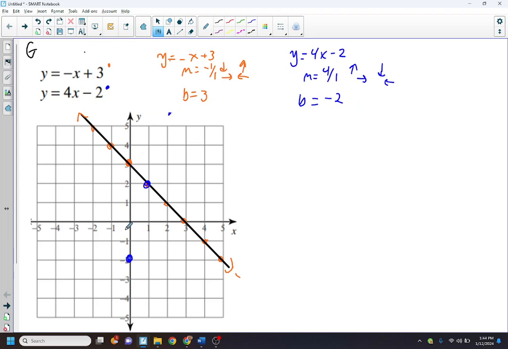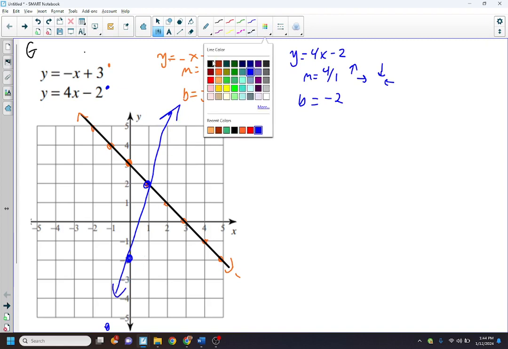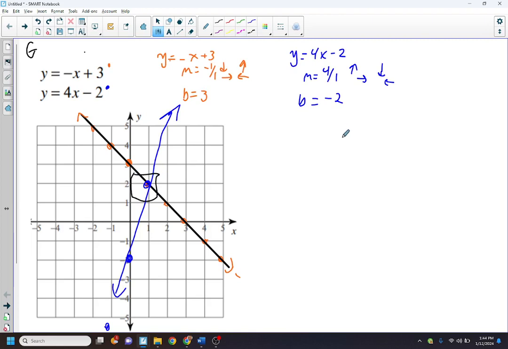I would fall off the graph, so I don't really need to graph it. Down 4 left 1, I would fall off the graph too. But either way, what I really care about is where they crisscross. They crisscross over here, at 1 to the right, and then 2 up. So 1, 2. That's my answer.